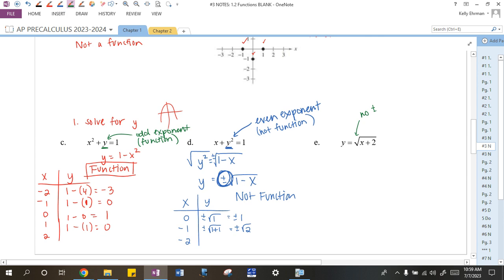So here, if I plug in 0 for x, I don't get plus or minus square root of 2, I just get square root of 2. If I plug in negative 1 for x, I get square root of 1. No plus or minus. So a square root function is a function. We'll talk about graphing in the next couple of days, but this one, remember, is moved left and looks like that. Passes the vertical line test.